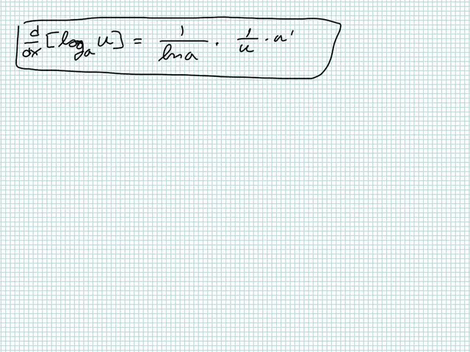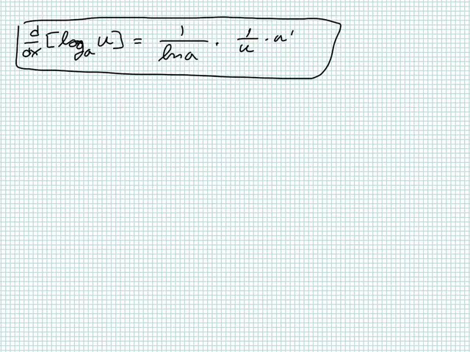So if you look at this, it's kind of similar to the derivative of natural log of u, which would just be this 1 over u times u prime. The only difference is you have this 1 over natural log of the base in front of it, for the reasons that I described on the previous slide.